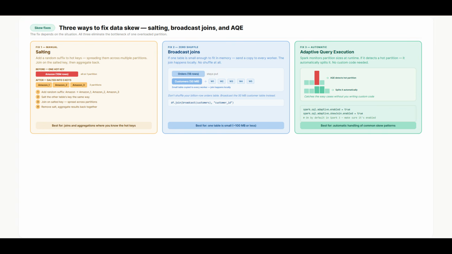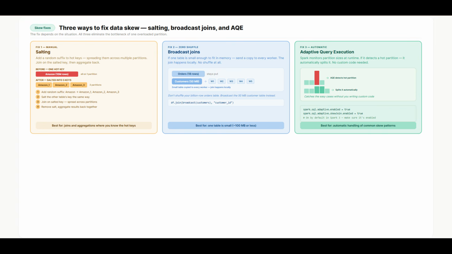Broadcast joins work when one of your tables is small enough to fit in memory. Instead of shuffling the big table, you send a copy of the small table to every worker. Now the join happens locally on each worker. No shuffle at all. If your customer dimension table is 50 megabytes, broadcast it. Don't shuffle your billion row orders table.